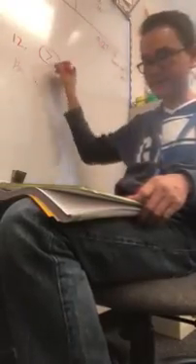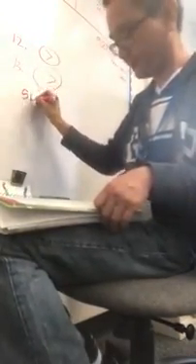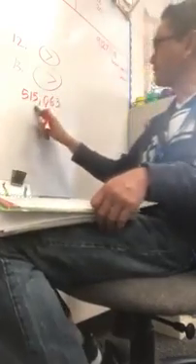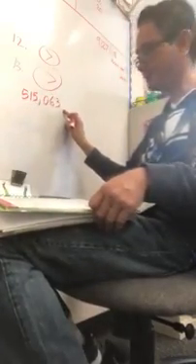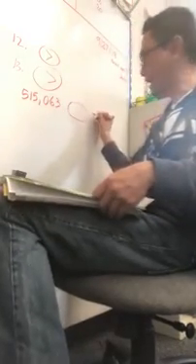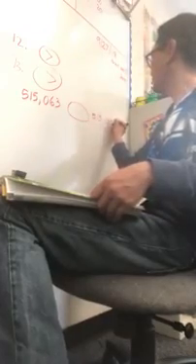Ava, do you have the same answer? Yep. Mine is different from yours. What is the first number? 515,063, correct? The number is less than. It's 515,603. Because you guys don't have the same answer, we need to go over it.